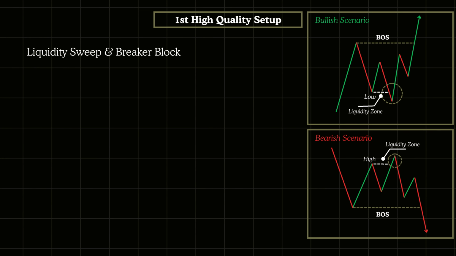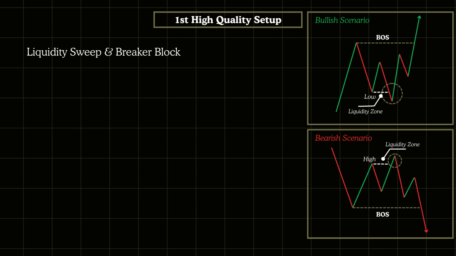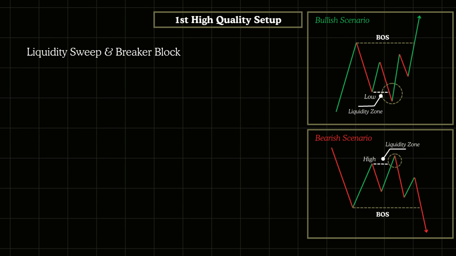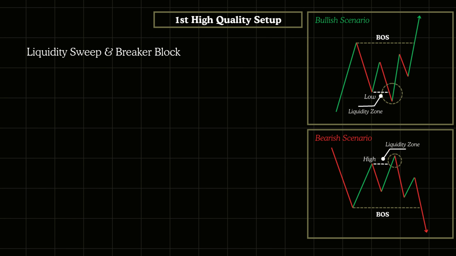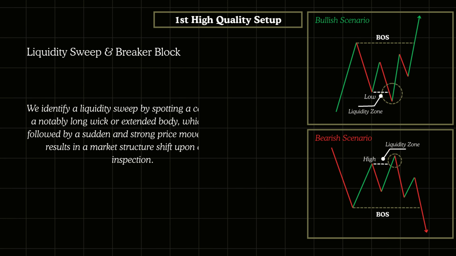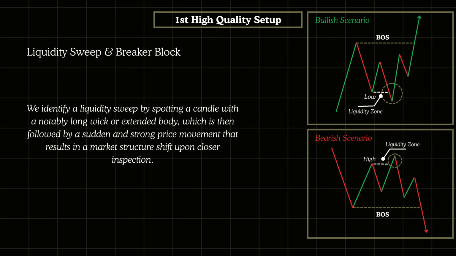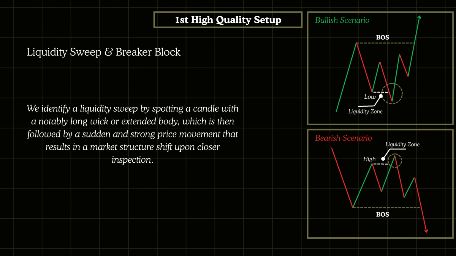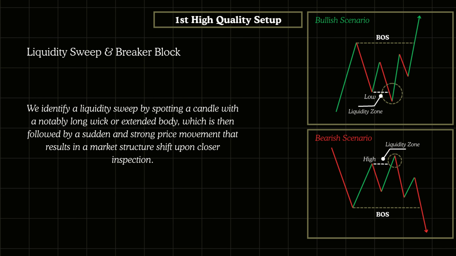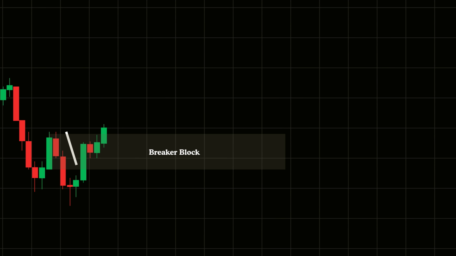Under such circumstances, we look for an instant directional shift in price right after the sweep takes place. Once liquidity is taken out, we anticipate the price to swiftly revisit the range near the most recent swing high or swing low. We identify a liquidity sweep by spotting a candle with a notably long wick or extended body, which is then followed by a sudden and strong price movement that results in a market structure shift upon closer inspection. We observe that the price has created a valid and unmitigated breaker block exactly where the last bullish candle appeared before a significant drop.